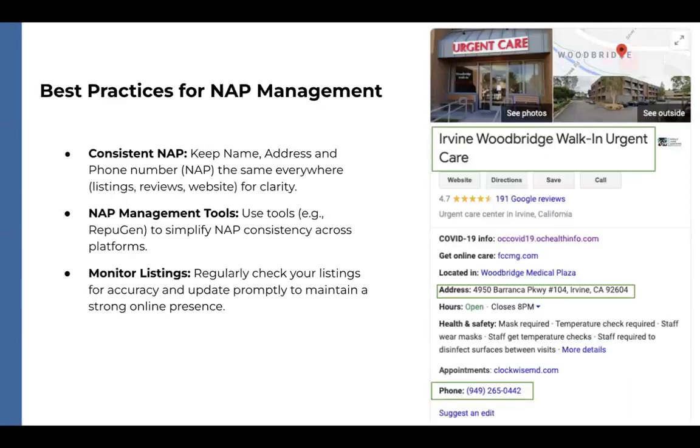Now that we've seen the power of NAP consistency, let's dive into some best practices. So first off is just having consistent NAP across all platforms. So you'll just want to ensure that your name, address, and phone number are identical across all online directories, again, such as like say Google, Bing, Yelp, the list goes on, and just make sure that they're all consistent. You'll also want to utilize any NAP management tools. So simplify your life with listing tools such as, say, Repugens, which will help you update and maintain consistency across all major platforms for you.